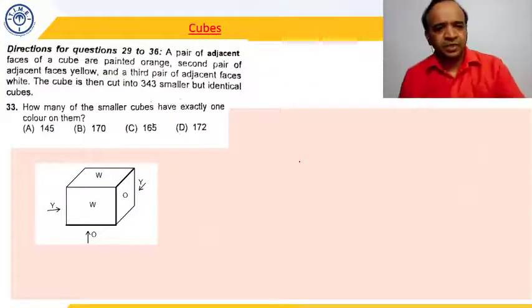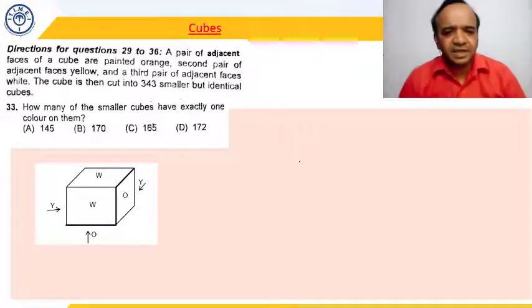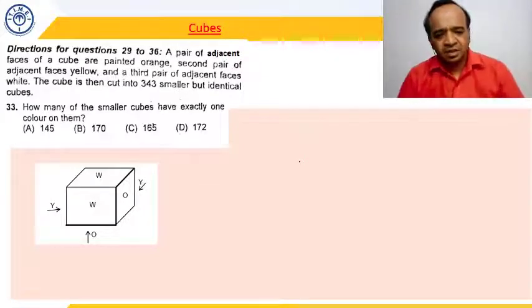Question number 33. How many of the smaller cubes have exactly one color on them? So exactly one color on them, where can it lie?